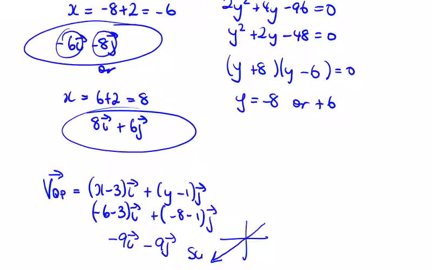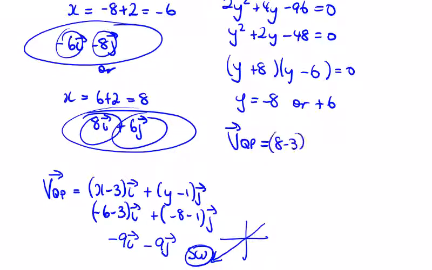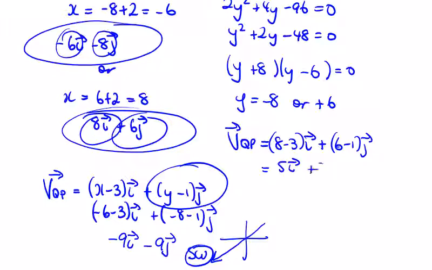Now that is going down in this direction, which is a southwesterly direction. In the other scenario, the velocity of Q relative to P has a positive 8 and a positive 6, so we get 8 minus 3 in the i direction and 6 minus 1 in the j direction, which is equal to 5i plus 5j. That's positive, positive, which is up in this direction, so that's going northeast.